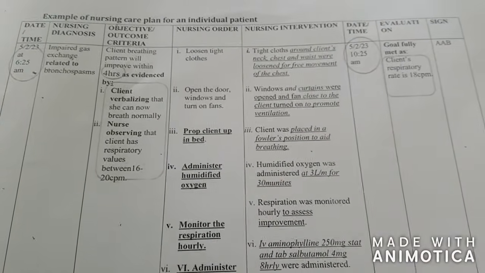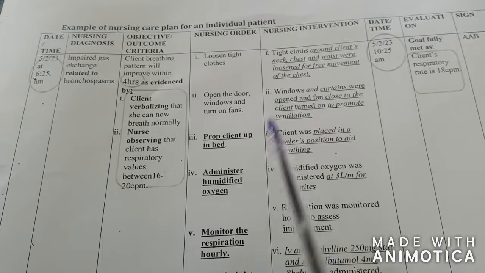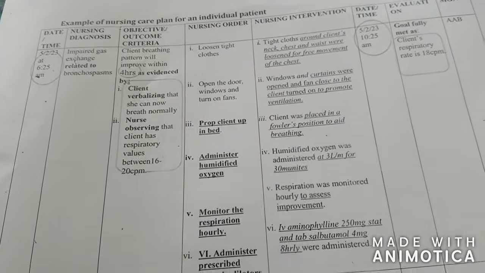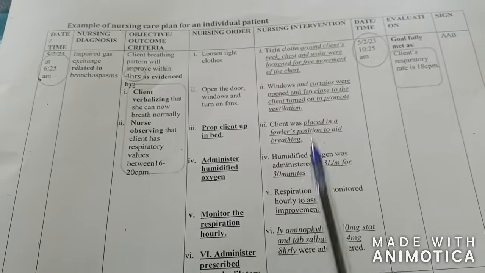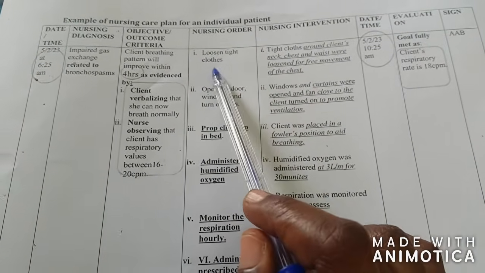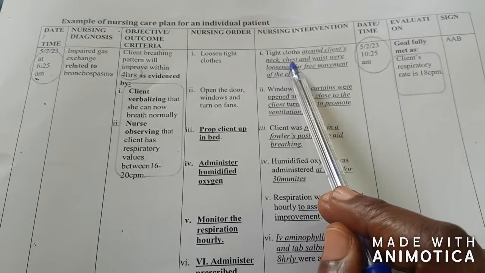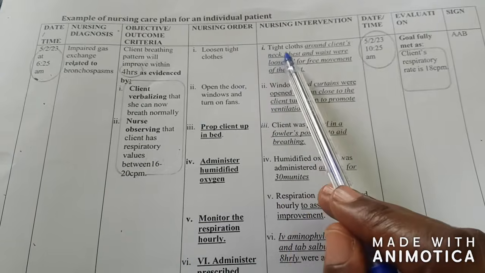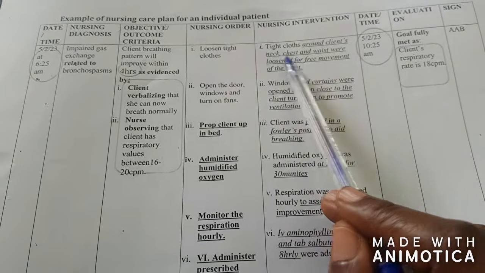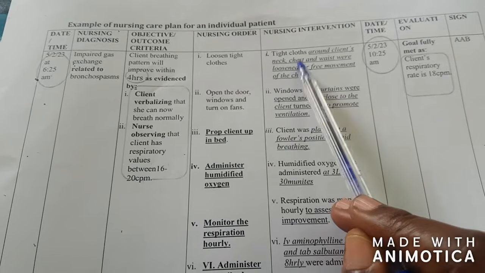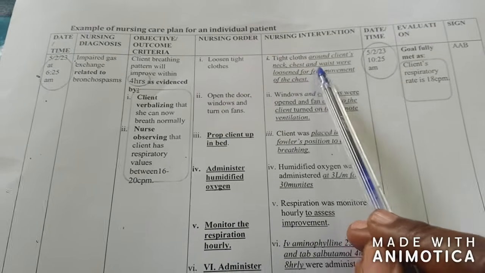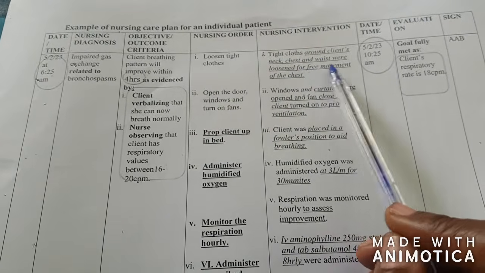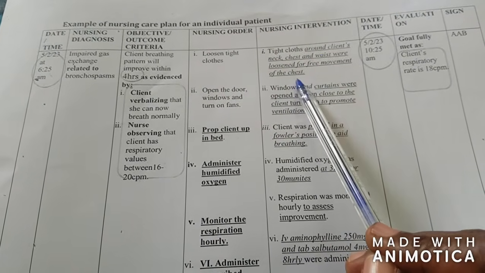And we can see other things here. We can see bolded and underlined. These are nursing orders. I earlier said that nursing orders should be straightforward. Loosen tight clothes around client's neck. You see, the intervention is in past tense of this. This tells us that we have done this. But here we are saying how it is done, or why it is done, or both: loosened tight clothes around client's neck for free movement of the chest.